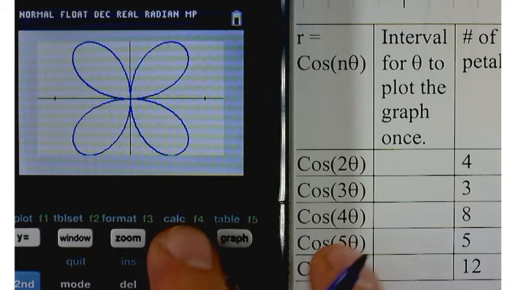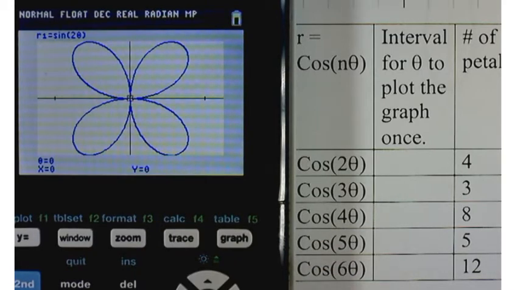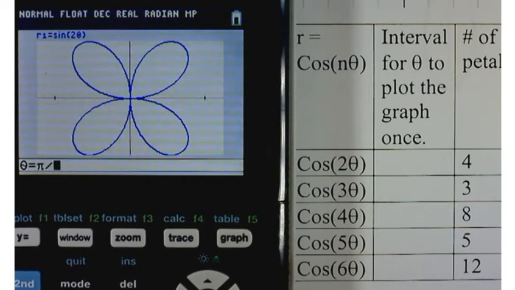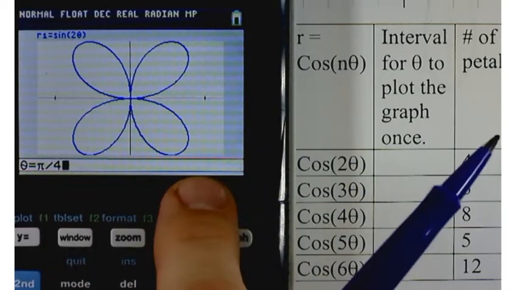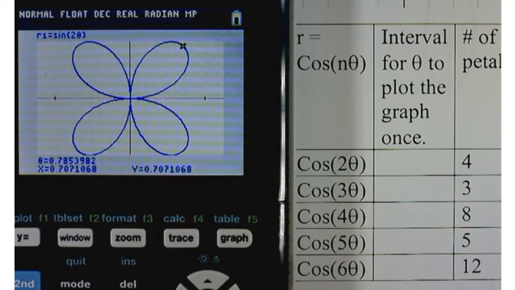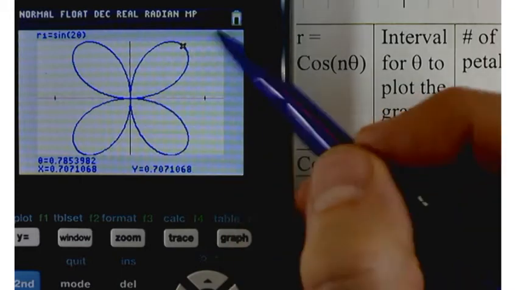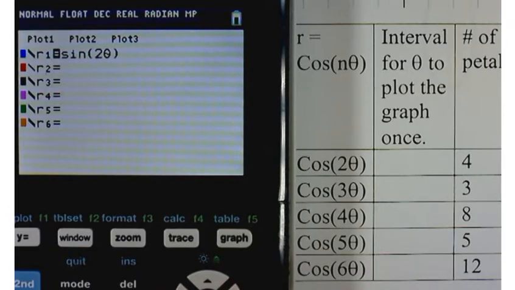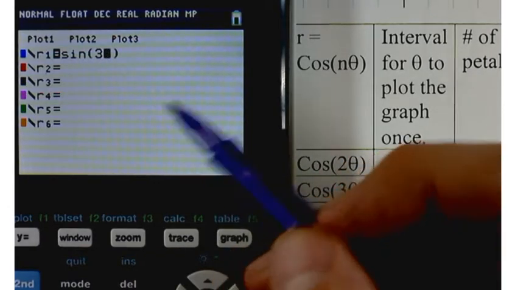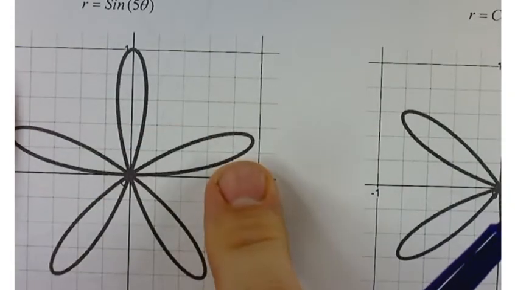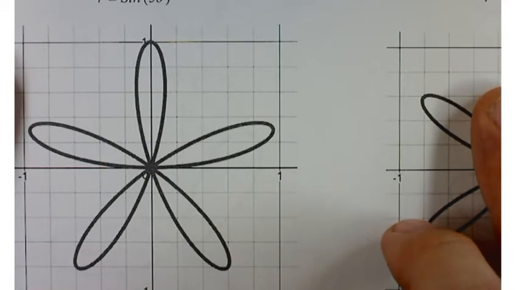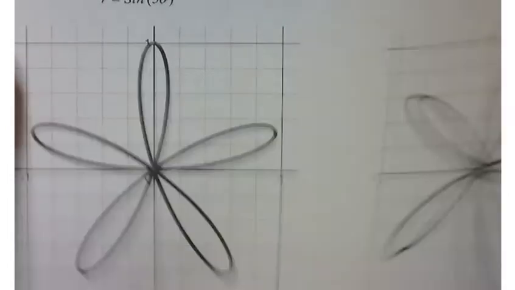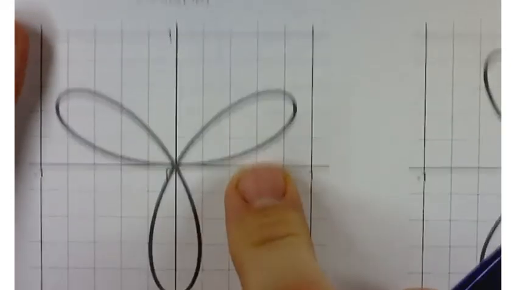All right, so you hit the trace key. Trace at an angle of pi over 4, so second pi divided by 4. This opens up once you hit a number. And it's right out here at our maximum. So pi over 4 is correct. Let's see what happens at sine of 3 theta. And let me also take the opportunity to show you something interesting. Why does this only have 5 leaves instead of 10? Why does it only have 3 leaves here instead of 6?